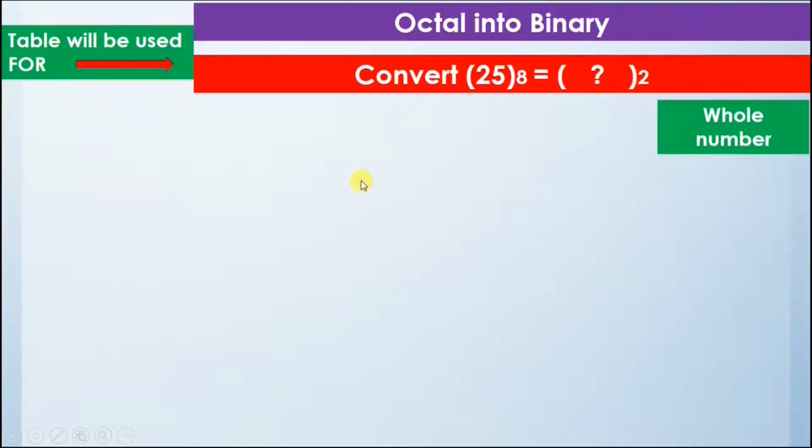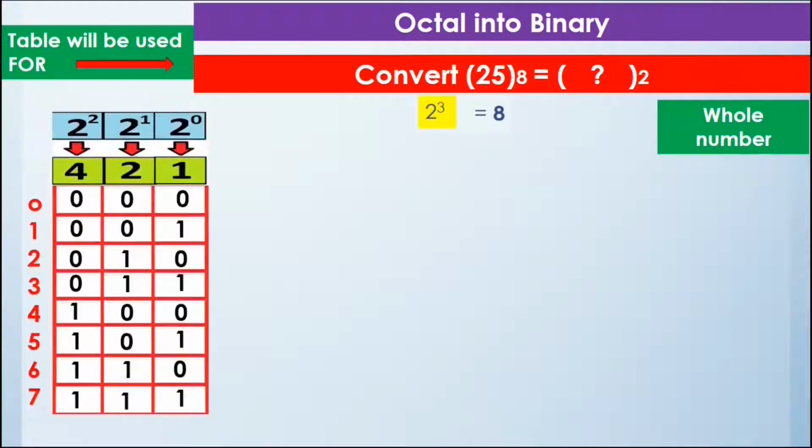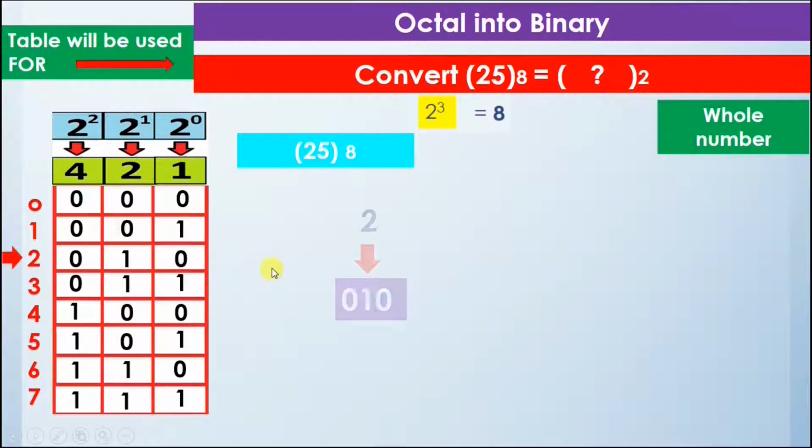We know that 2 raised to power 3 is equal to 8. So we add the table that we created before that shows octal numbers from 0 till 7 in their binary equivalents. We are given the value 25. First of all, we look at the value 2 and find it in the table. Where is the value 2 in the table? As we can see, 2 is here and it is equal to 0, 1, 0 in binary. So we write 2 as 0, 1, 0.